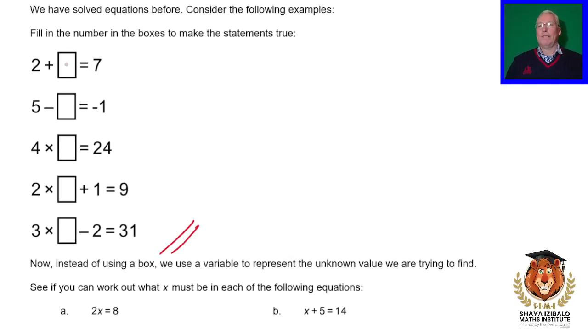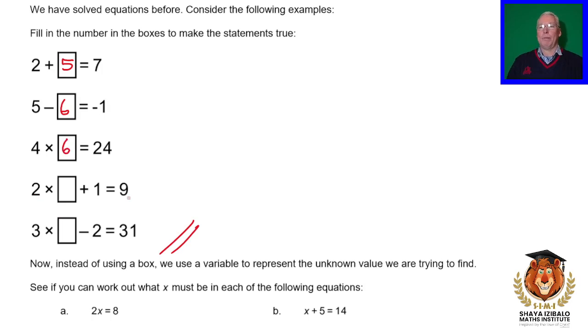Okay, so 2 plus what gives us 7? I think most of us are going to be okay with that. 2 plus 5 gives us 7. 5 subtract what gives us -1? 5 subtract 6. 4 times what gives us 24? 4 times 6 gives us 24.